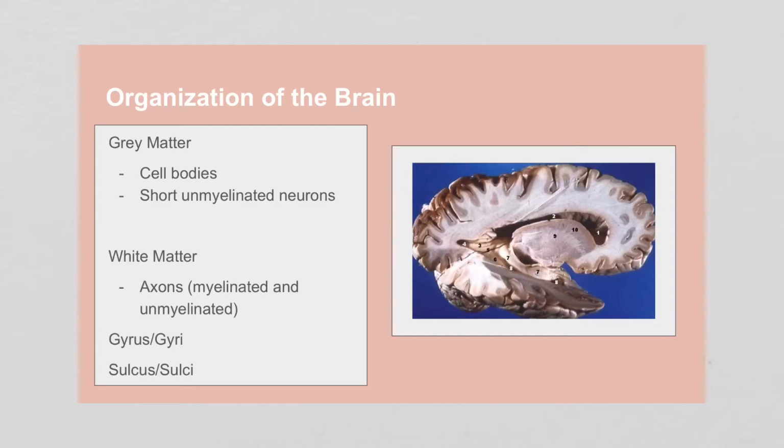I also want to give you the terms for the bumps and the crevices that we see. So a bump is a gyrus, and a crevice is a sulcus. A really deep crevice is a fissure. So if you see something called a fissure, we're talking about a very, very deep sulcus.